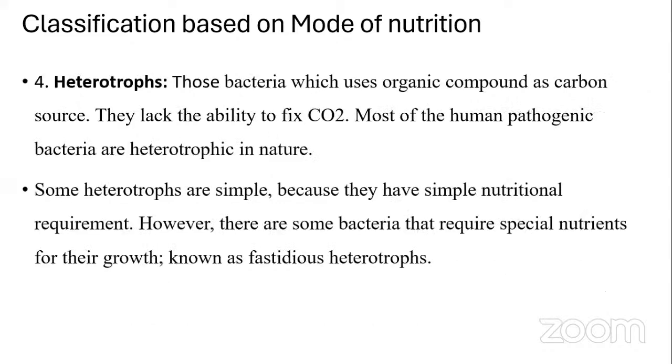So we will also look at heterotrophs. Heterotrophs are bacteria that use organic compounds as carbon source. They lack the ability to manufacture their own food. They are mostly human pathogens, and the heterotrophs are those that usually cause disease. Some of them have simple nutritional requirements, and those that require special nutrients for their growth are known as fastidious bacteria, just like I mentioned earlier on.